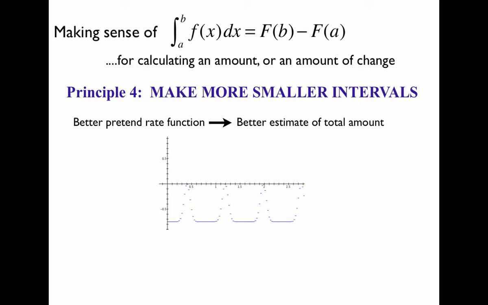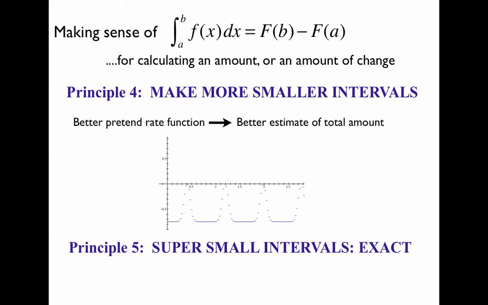Better ingredients, better pizza. Papa John's. Right? So better pretend rate function, better estimate of total amount. Okay, and so then principle 5 is let's just keep going. Make the intervals super small. And we can make them small enough so that we can't distinguish between the exact rate and this pretend rate, and then we'll get something indistinguishable from the exact amount of change.